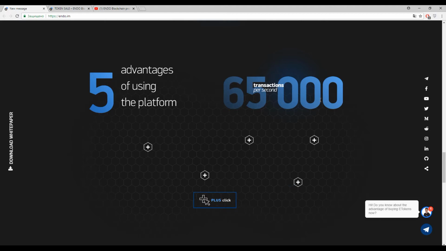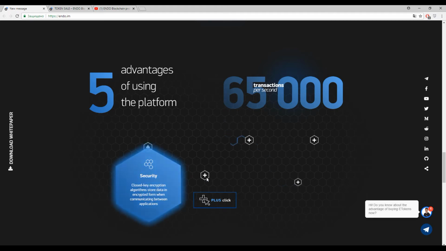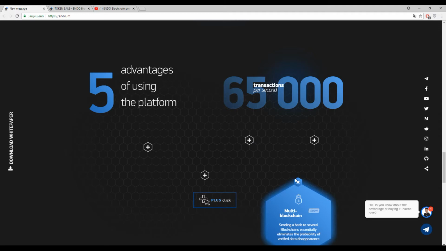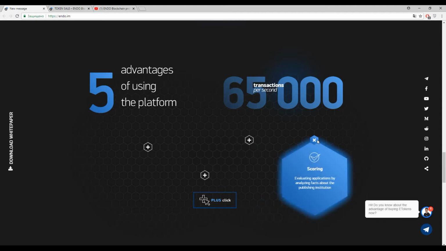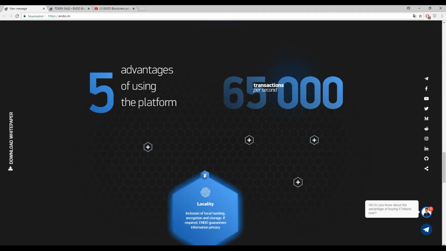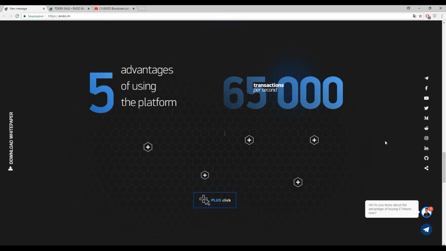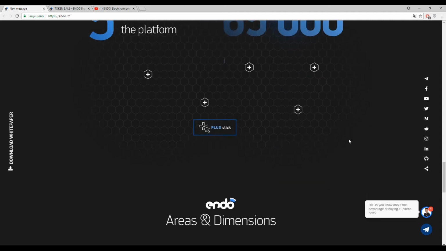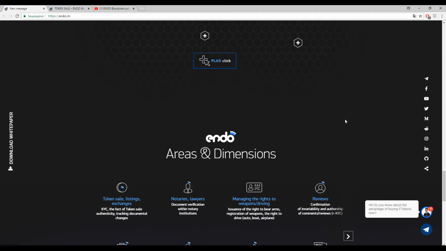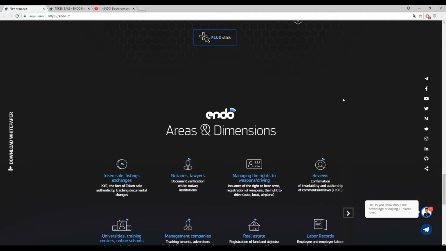I want to show you five advantages, five strong points of this platform. The first one is speed: 65,000 transactions per second. Really brilliant speed, in my personal opinion. And the others are security, locality, multi-blockchain, and scoring. These two things provide the encryption of your data and the confidence that everything will be safe. And some other features about this platform you can find here.